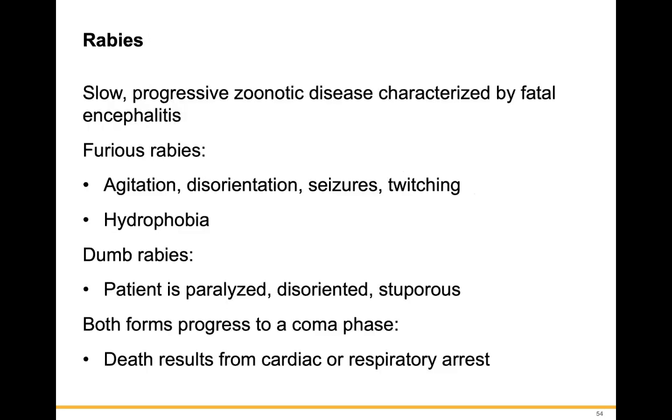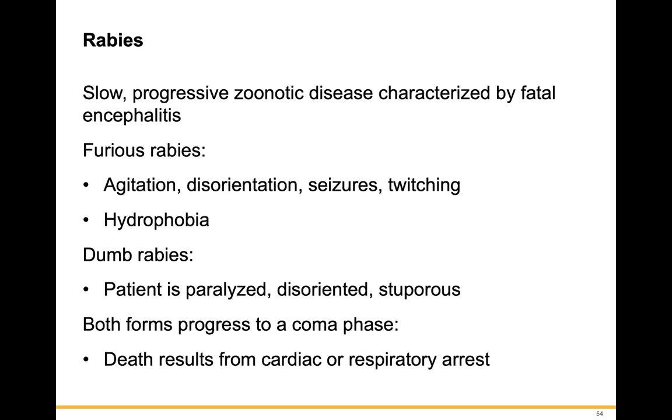Rabies. Rabies is a slow progressive zoonotic disease characterized by a fatal encephalitis. Zoonotic means that the infection can be transferred from one animal species to another animal species. This is somewhat an oddball man out here, because typically what will make you sick will not make your dog sick, and vice versa. But obviously rabies is one of those diseases that can actually make multiple animal species sick, including humans and dogs.